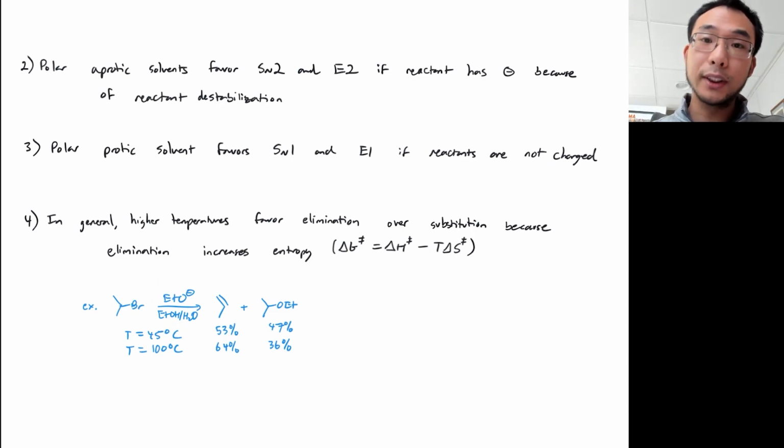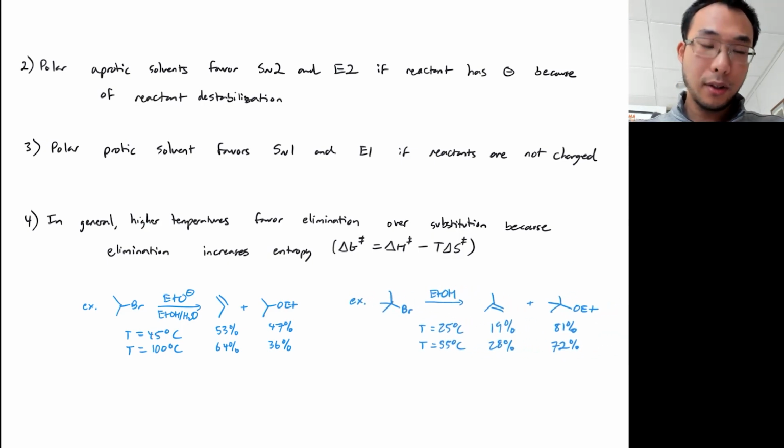Here's an SN2 versus E2 situation where between 45 and 100 degrees, we can get a 10-ish% change in the extent to which the elimination reaction is favored. Here's an SN1 versus E1 situation where we have the tertiary bromide and a weak nucleophile. Again, the change is not massive, but it's still measurable. Going from 25 to 55 degrees for this reaction gets us an increase of almost 10% yield of the elimination product. So that was a look at elimination reactions, and also a look at how to determine, between substitution and elimination, and specifically the SN1, SN2, E1, E2, and E1CB reactions, which one is more likely.